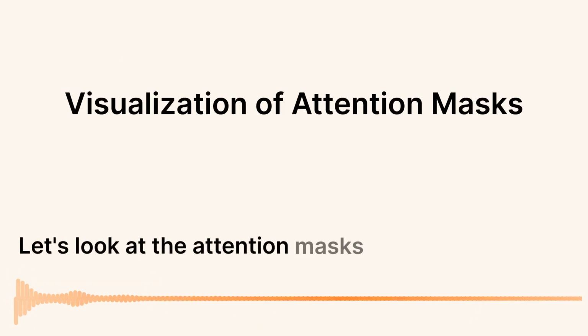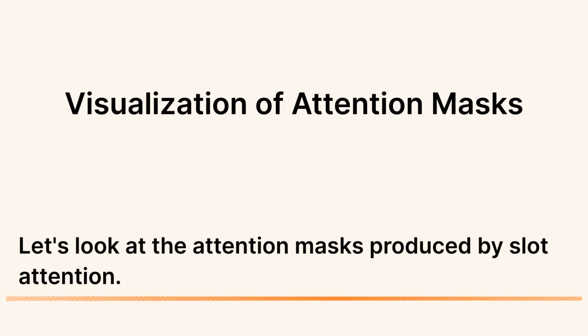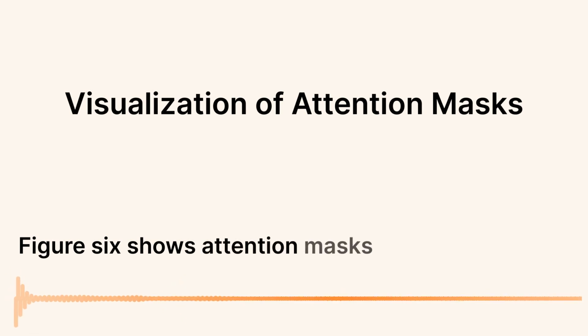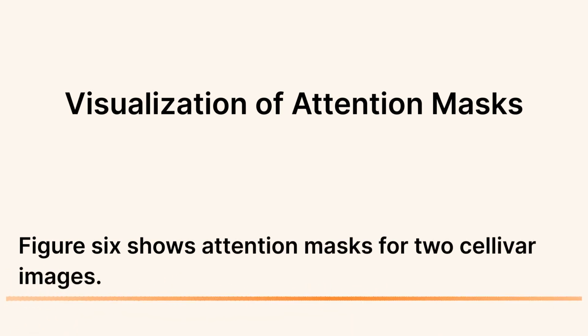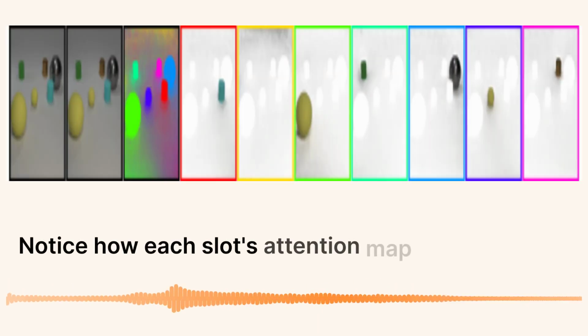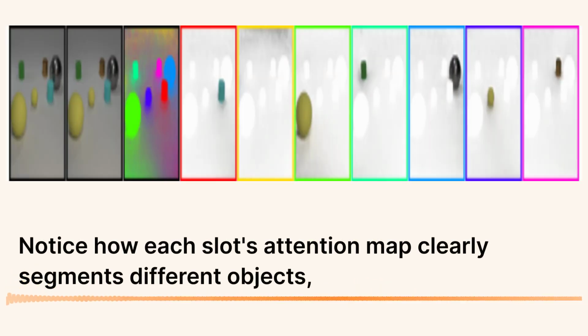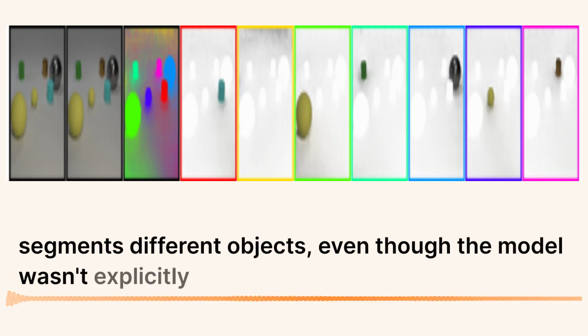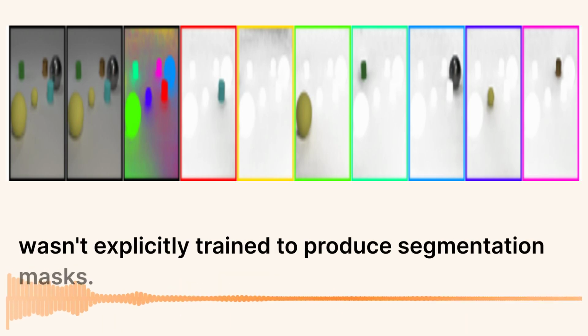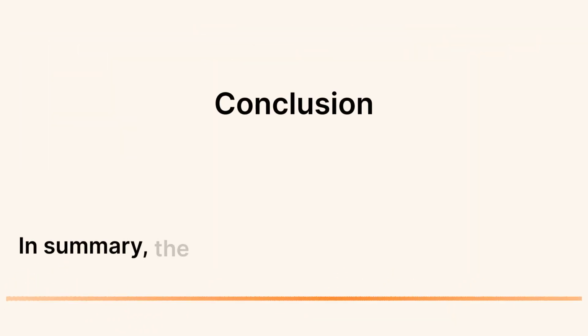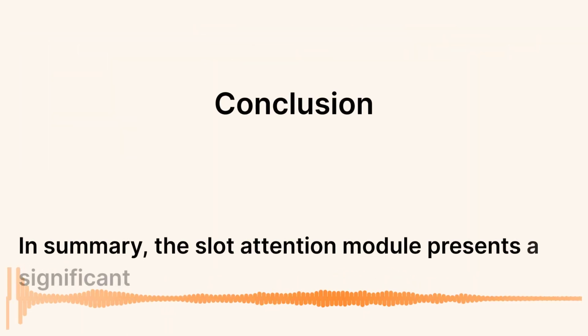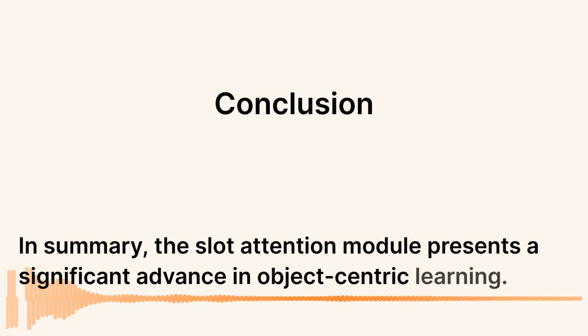Let's look at the attention masks produced by slot attention. Figure 6 shows attention masks for two CLEVR images. Notice how each slot's attention map clearly segments different objects, even though the model wasn't explicitly trained to produce segmentation masks. In summary, the slot attention module presents a significant advance in object-centric learning.